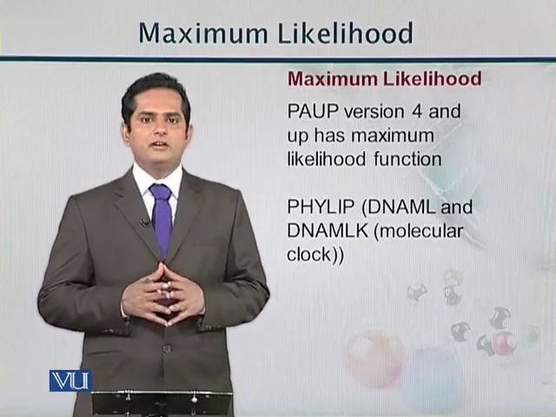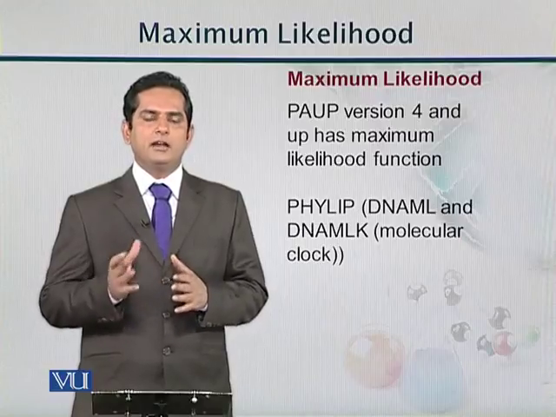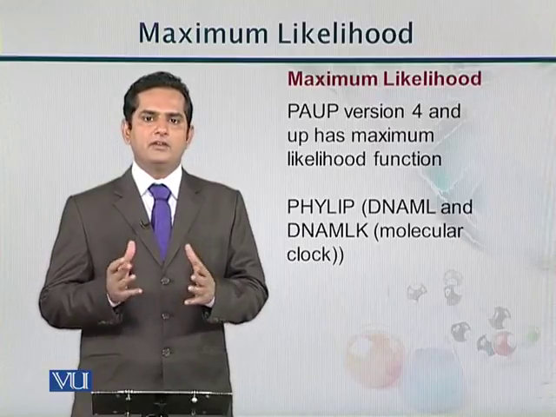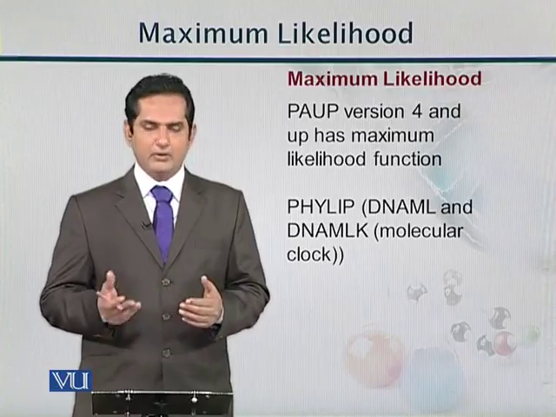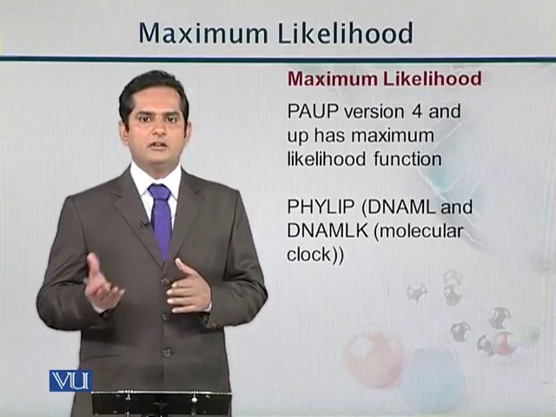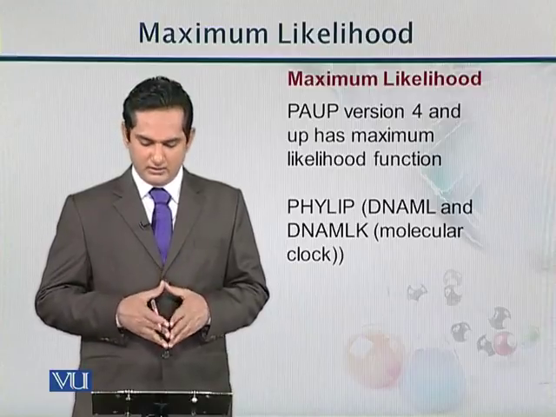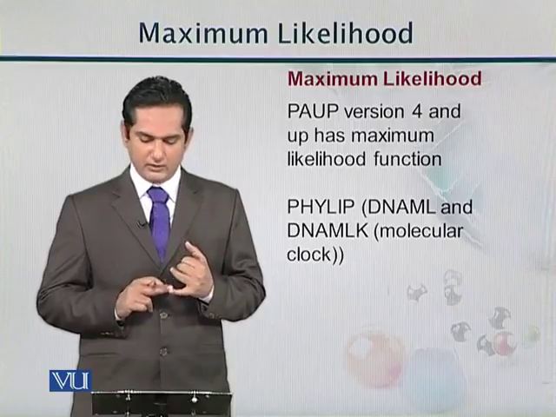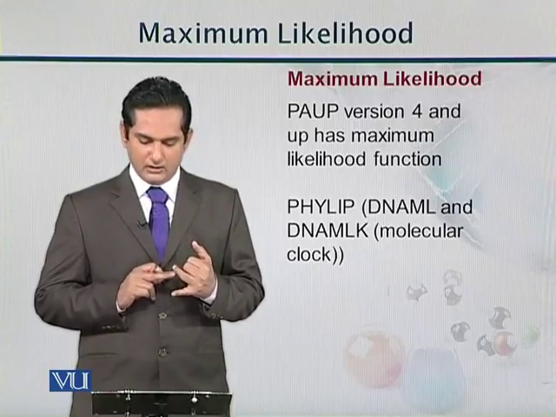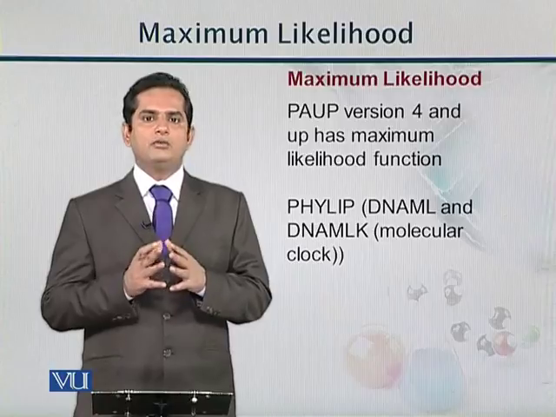So different softwares are available for getting maximum likelihood based phylogenetic trees from our given data, such as POP version 4 and up have maximum likelihood function which give us maximum probability of the data. Similarly, in Phylip we have DNA maximum likelihood and DNA maximum likelihood using molecular clocks also.